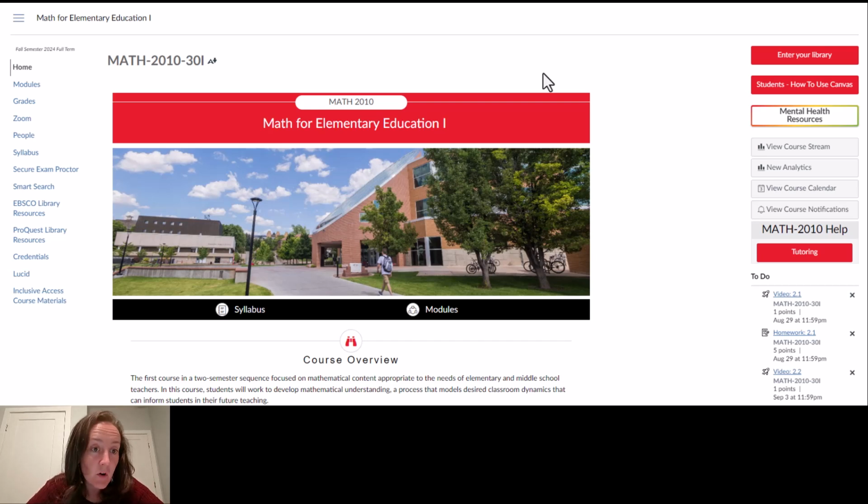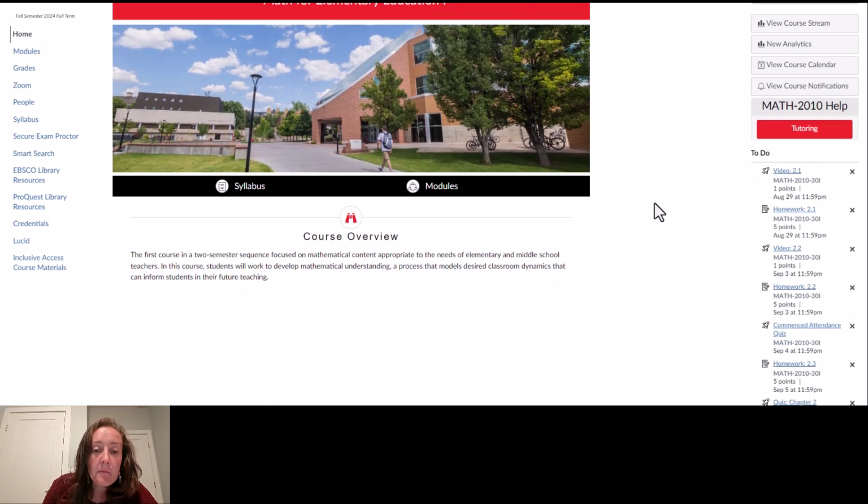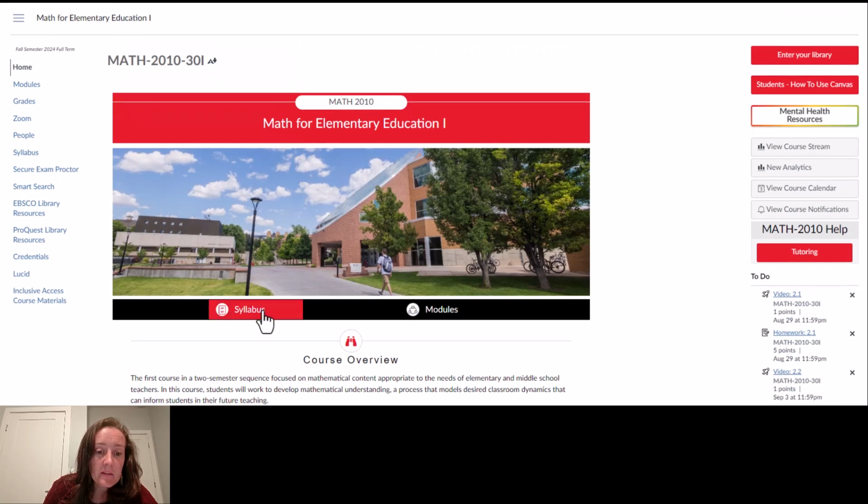So if you're working through your homework and you're like, I never learned this in elementary school, I'm never going to teach this to my students, you're right. But the concepts that we are learning will help you understand the deeper math that underlies the math that you will be teaching your students. So that's kind of the purpose of this course. Let's go ahead and go through the syllabus together.